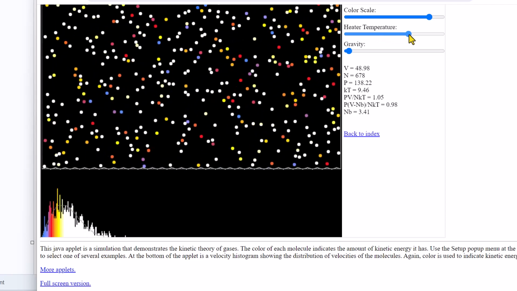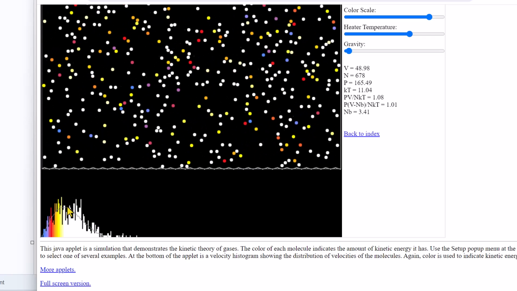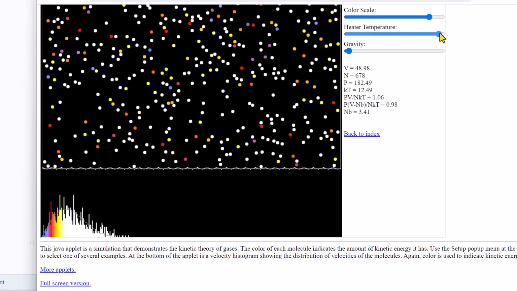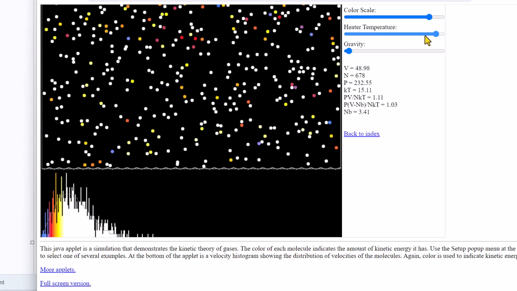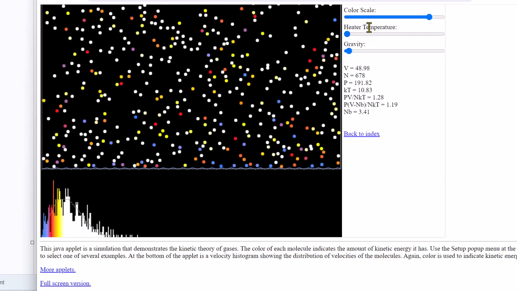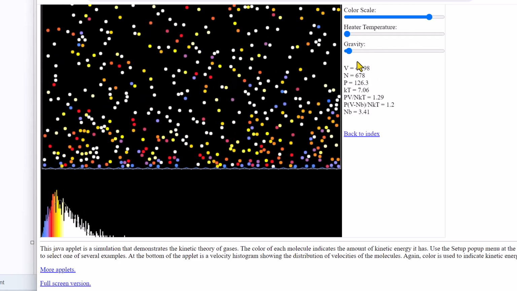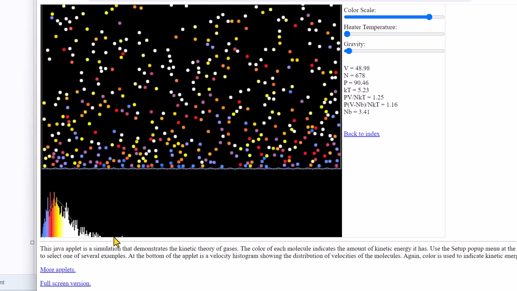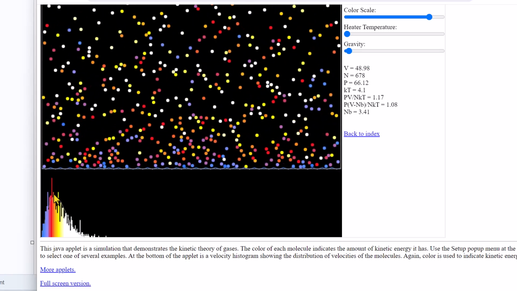Now let me increase the temperature. I can increase the temperature to 10. And notice this peak shifts over and it flattens out a bit. Let me shift it further, and again, it flattens out some more. Let me get it to a really, really low temperature, and we should have this shift backwards. Gravity is irrelevant in this simulation. So here we can see at this low temperature, our peak average energy.